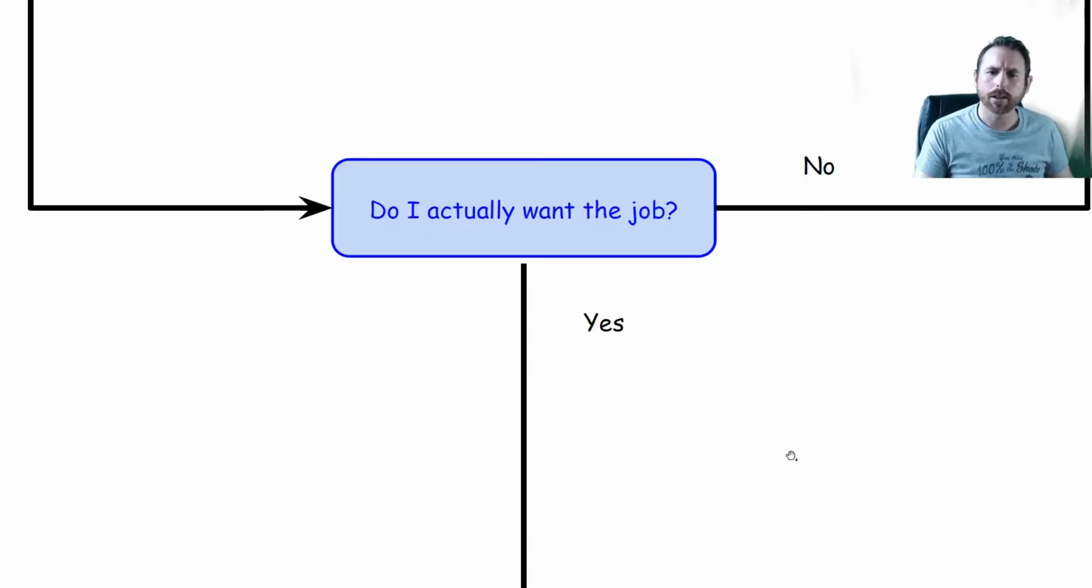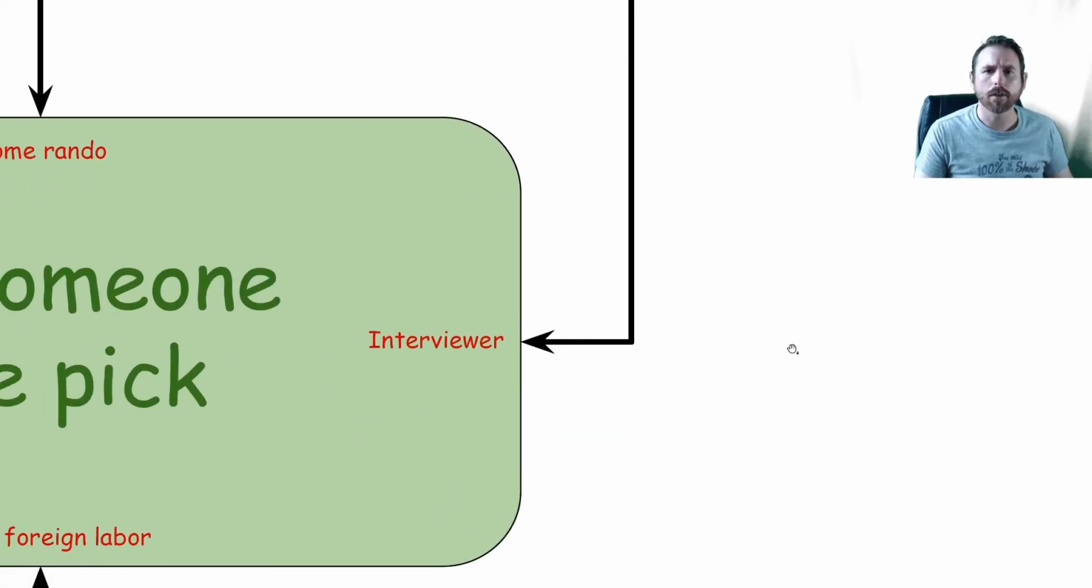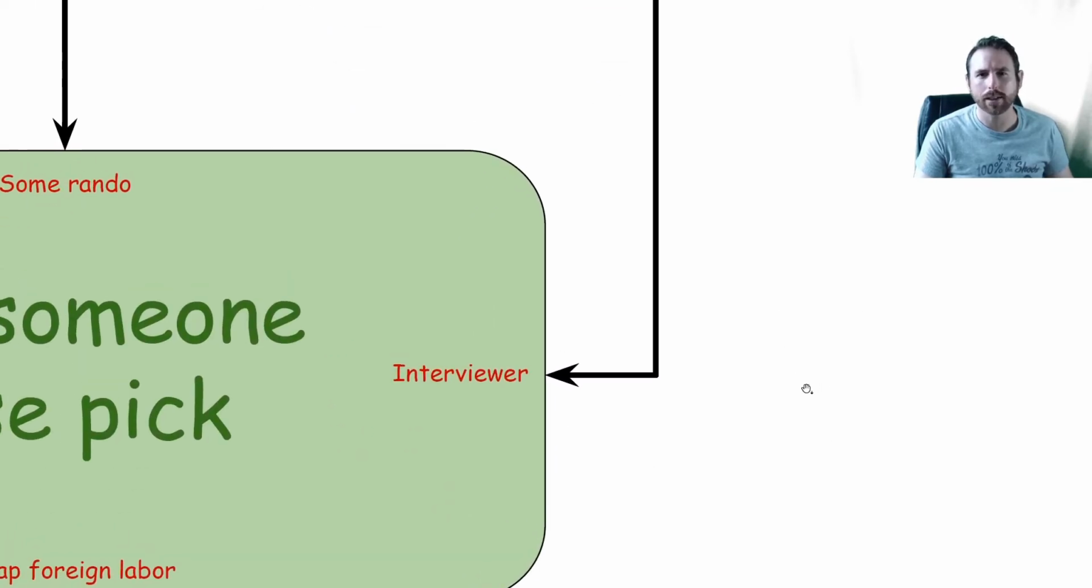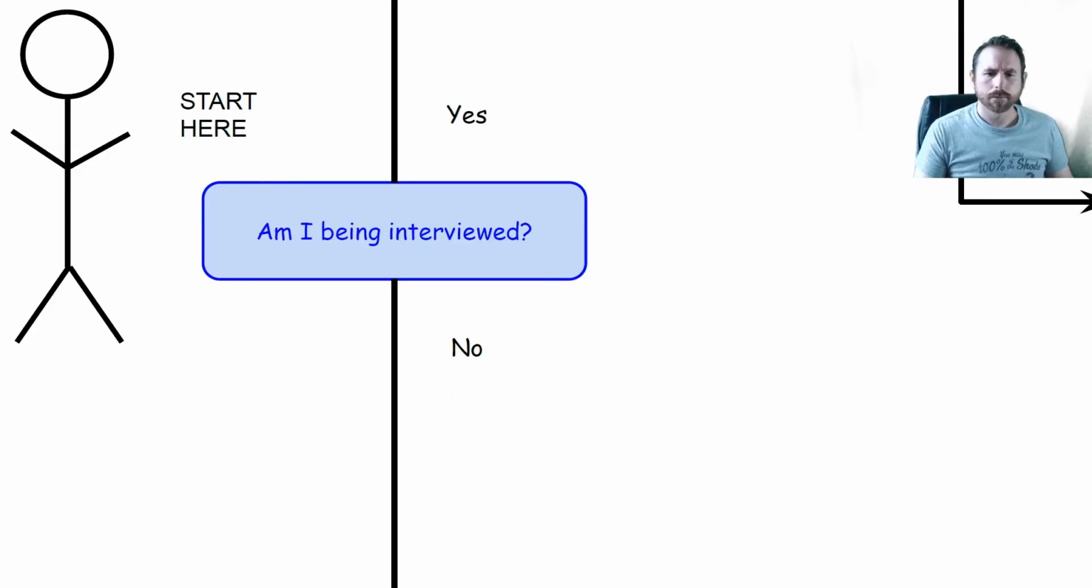Otherwise, if you do really want the job, ask the interviewer to pick for you, and be sure to comment on the flaws of both the language and the person selecting the language before you start. If you aren't interviewing, then we go down the other path. Remember that our ultimate goal here is to offload the work of picking a language onto others.